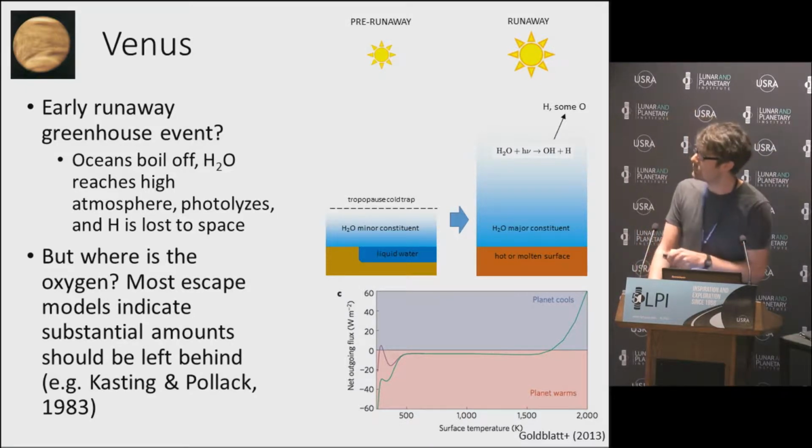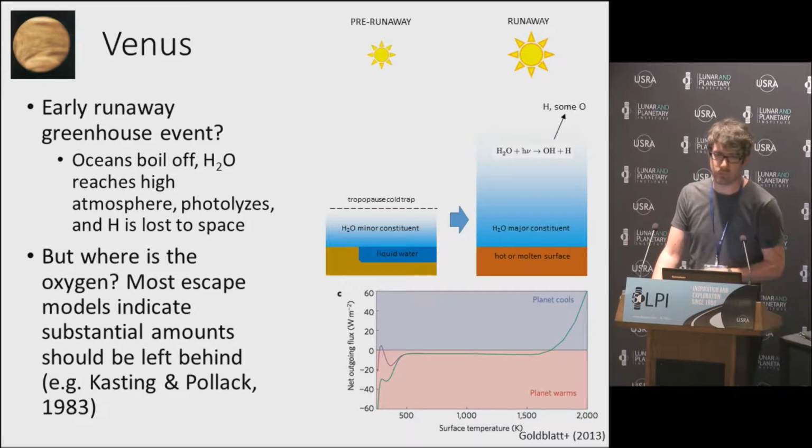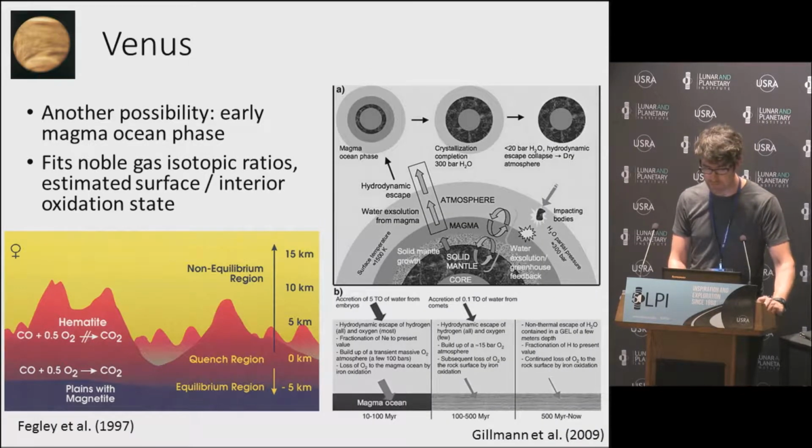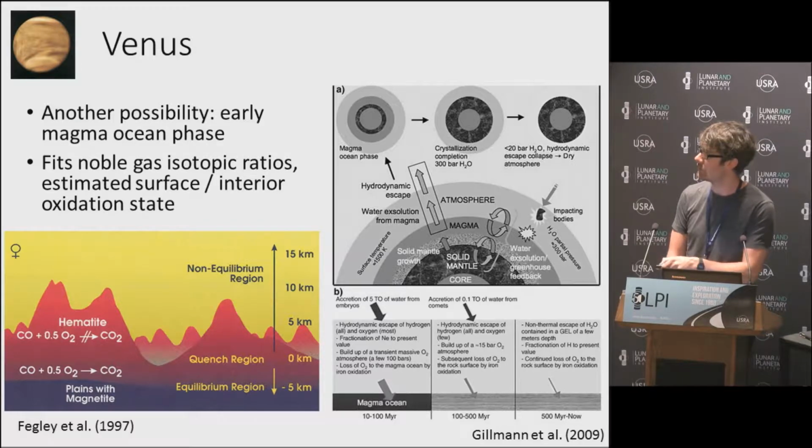So this is a pretty compelling picture for what happened to Venus, but there's a big question hanging over it, which is where did all the oxygen go? Because you don't lose nearly as much oxygen as hydrogen, and most models indicate, starting from studies that have been performed in the 1980s, that you should have up to oceans worth of oxygen that are left. So a potential solution to this is that Venus actually didn't have liquid water in the beginning.